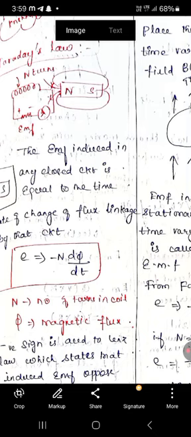Suppose I move the magnet away from the coil, the magnetic flux starts to decrease, so the induced EMF also starts to decrease. The current flows in the opposite direction. Or else, if we keep the magnet stationary, there is no change in flux, there is no induced EMF, and there is no current to flow. This is the statement Faraday tried to conclude here.